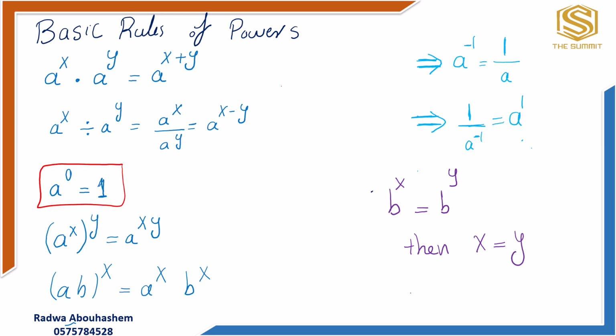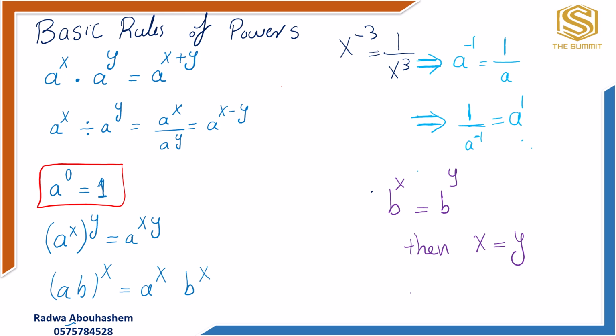Now, what if we have a negative power? If you have a negative power, you move it to the denominator. For example, here, if I have 2 over x power negative 3, it would be 1 over x power 3. You move it to the denominator and remove the negative sign.